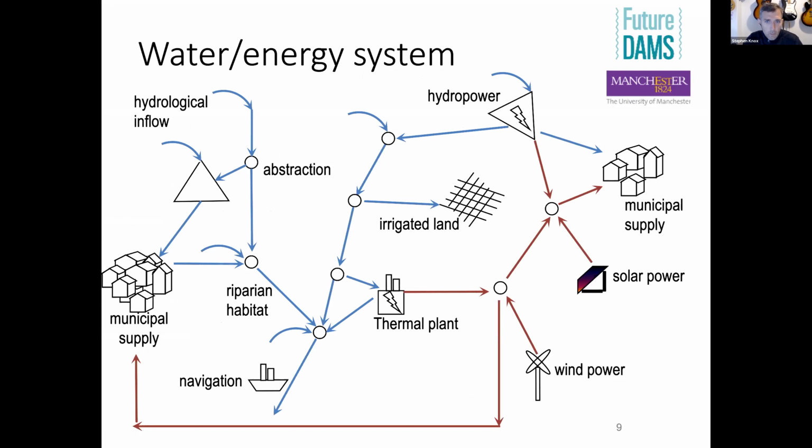The blue lines here are the water system, and the red lines are the energy system. You can see that there are some points at which the hydropower at the top right hand corner connects to a municipal supply with the water, but then it also supplies energy to the municipal supply, and as does the solar power. So what we would like to do within the Future Towns project is to run this entire system as one model, because this gives us a much better understanding of the dynamics of the system as a whole, rather than just the one water system or just the energy system.